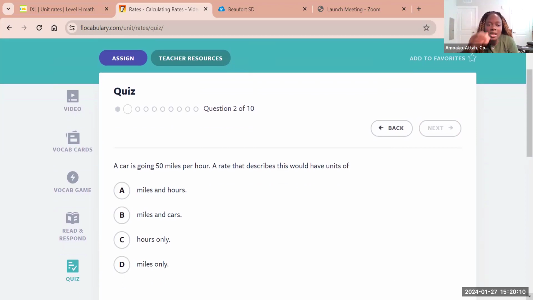A car is going 50 miles per hour. The rate that is described, this would have units of what? All right, so this one you're comparing what? Miles to hours, not miles to cars. No, you're comparing miles to hours, right? Okay, I think this one I can show you guys the problems and you guys will solve the problems without me answering.